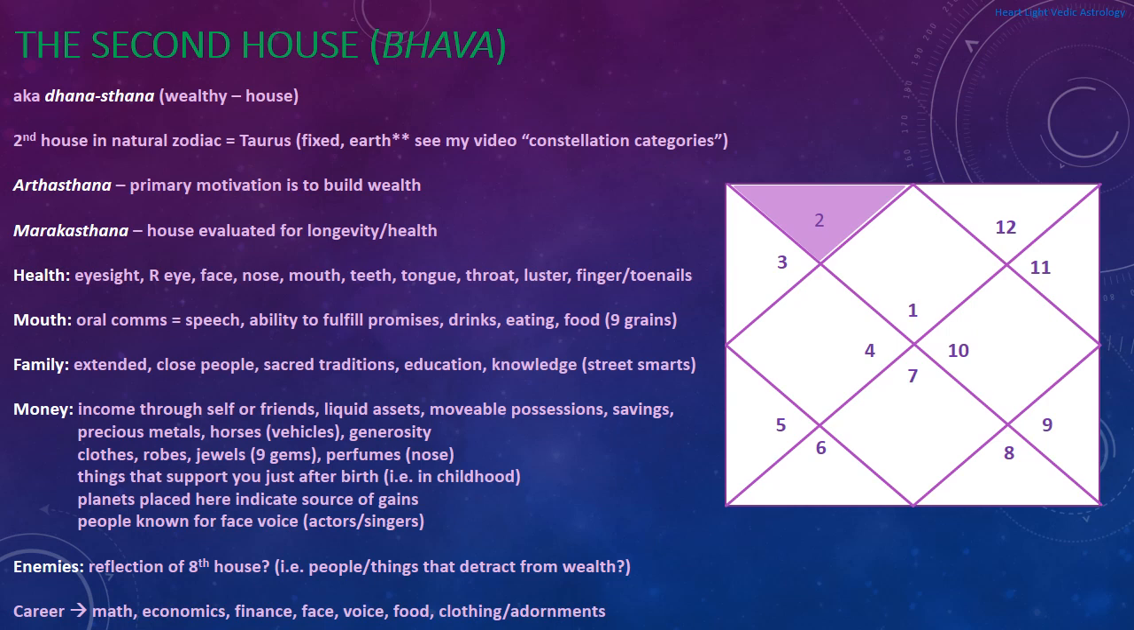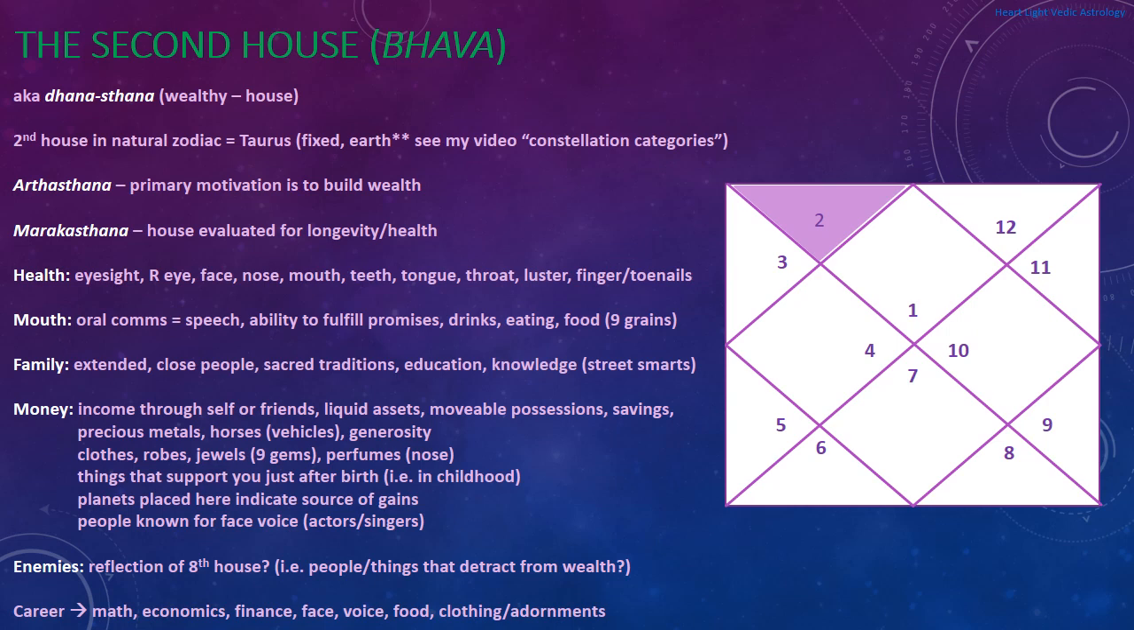All right, so let's get into more specific indications for the second house. You can see I have here the main categories for the second house: health, mouth, family, money, enemies. Those are the main categories, but let's talk about each one. If we're looking at health for somebody, the second house is related to basically face, head, neck.